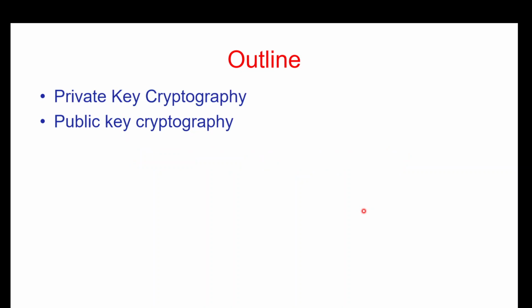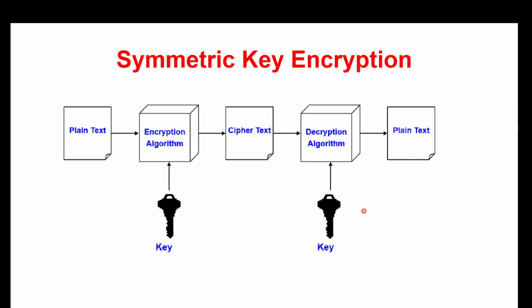Public key cryptography. In this video, let's see what is private key cryptography and what is public key cryptography. So we are familiar with symmetric key encryption. In this block diagram, we have a plain text and an encryption algorithm, and with the help of the encryption algorithm it is converted into a ciphertext, which is an unintelligible format, with the help of a key. We are using a key here, and on the receiver side, we are using a decryption algorithm. With the help of the same key, we are converting the ciphertext back to the plain text.